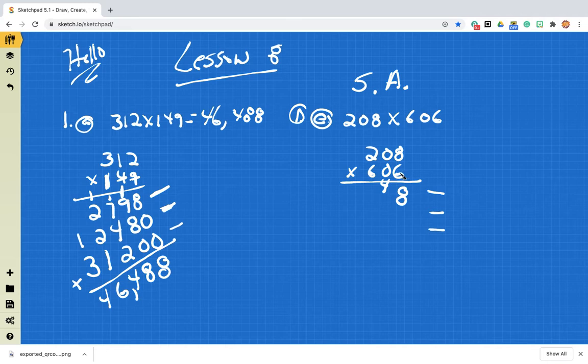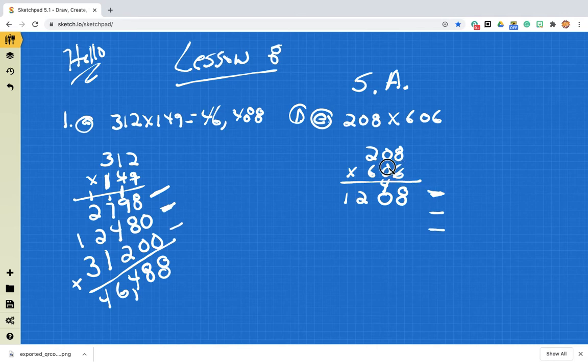Now the next one is 6 times 0 tens. 6 times 0 is 0. 6 times 0 tens is 0 tens. So we're going to have a 0 in the tens place. And then 6 times 200 is going to be 1,200. Right? And that's my first partial product. I'm done with the 6.